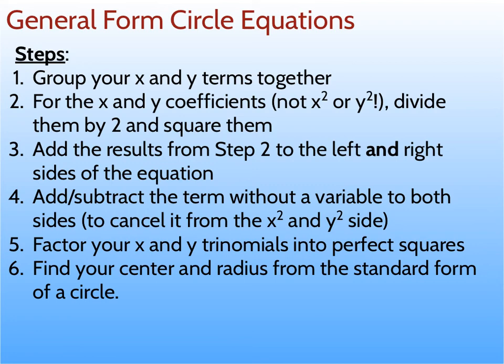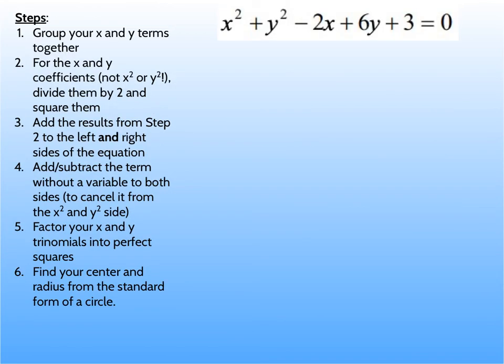So let's look at an example. For step 1, I'm going to group the x's together in red, and I'm going to group the y's together in blue, just to make it really obvious where things are going. So we have x squared minus 2x, and I'm going to leave a little space just because it could help. Then we have plus y squared plus 6y, and then finally we have that plus 3 equals 0 part. So step 1, check, done.